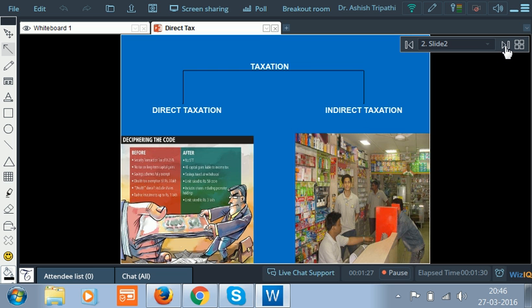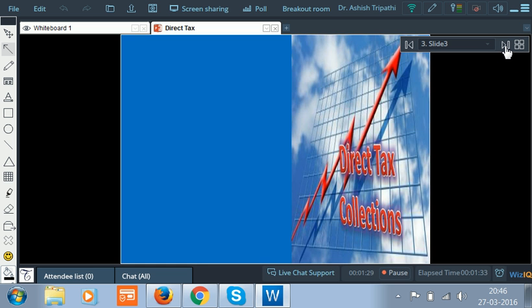So let us try to understand the content of direct taxation. First, basic concept. Now in this chapter we are going to learn all the terms which are used for direct taxation. By the way, the other name for direct taxation or direct tax is income tax. Either you say direct tax or income tax, it's one and the same thing.